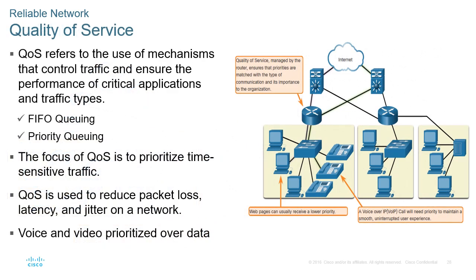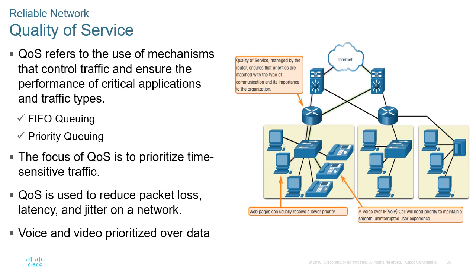With quality of service, what we have are mechanisms that control traffic and ensure performance of critical applications in the network. So two types of QoS highlighted there. We have first in, first out, and priority queuing, with the focus of QoS being prioritizing time-sensitive traffic. So what we have with QoS, it ensures that critical applications, critical network services, for example, voice and video communication, always receive priority over other types of traffic. Why? So that they are delivered without delay, and they are delivered without packet loss.